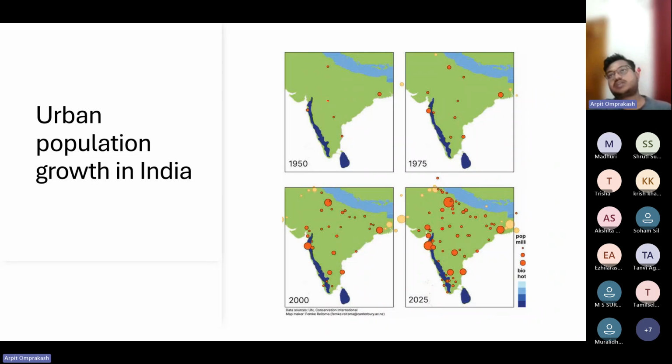And this in turn has a lot of effects on these biodiversity hotspots in terms of the amount of waste that humans generate, the amount of pollution, the amount of resources that we use, and other things such as habitat destruction, which affect these areas.